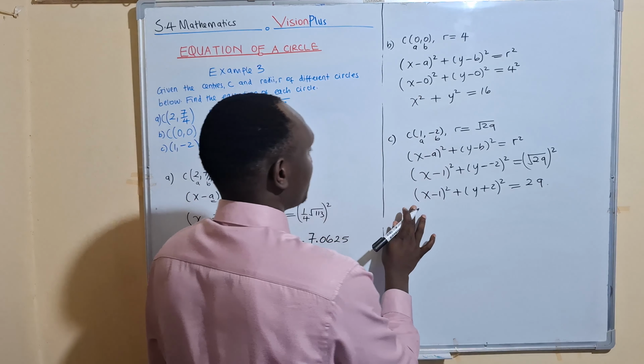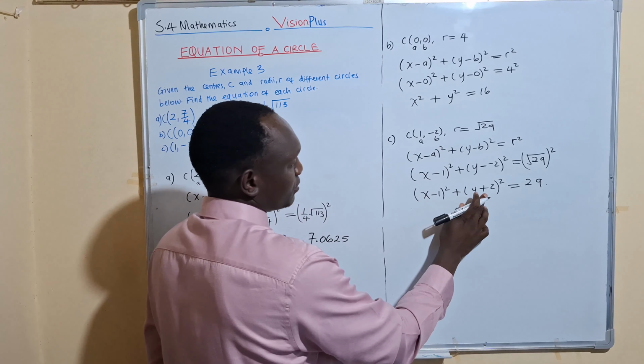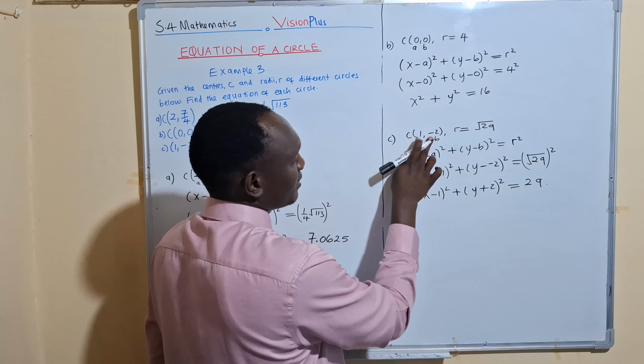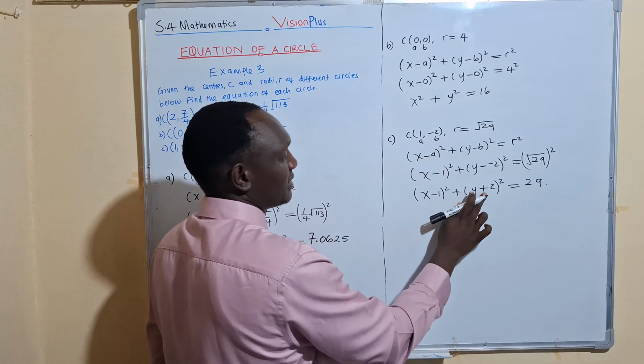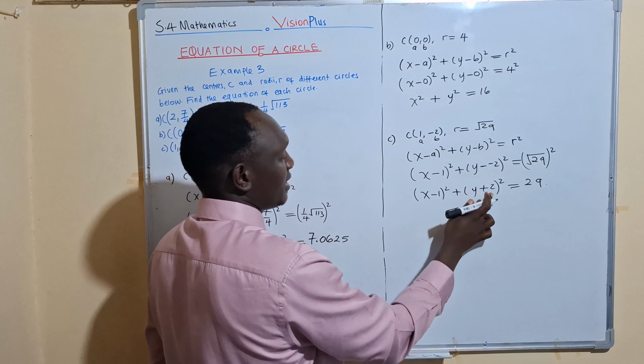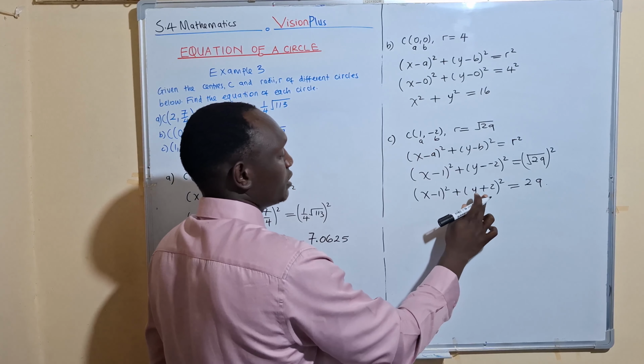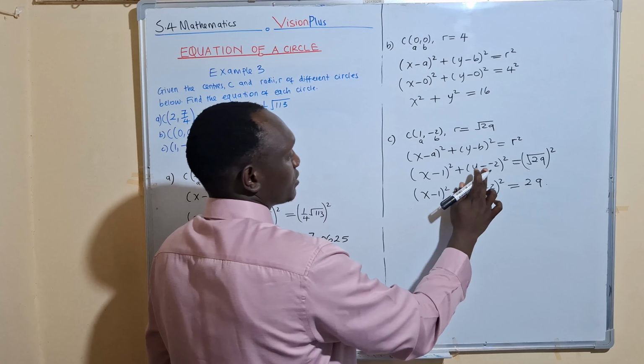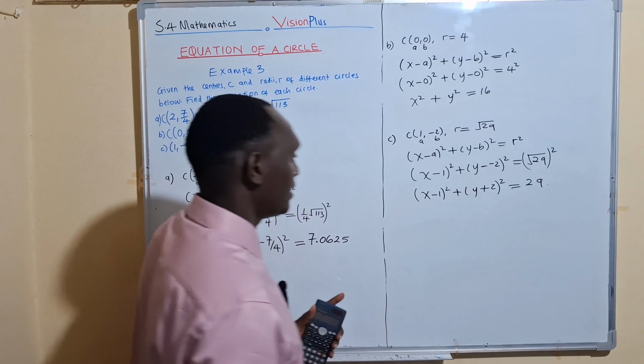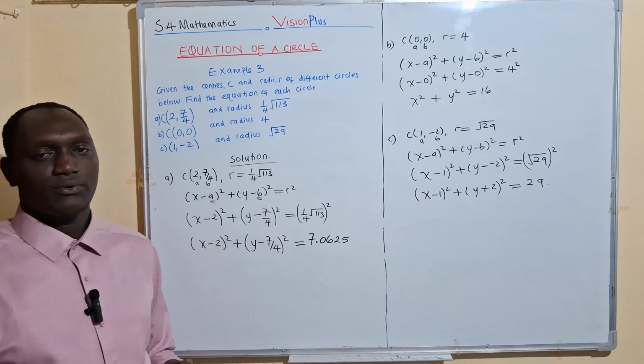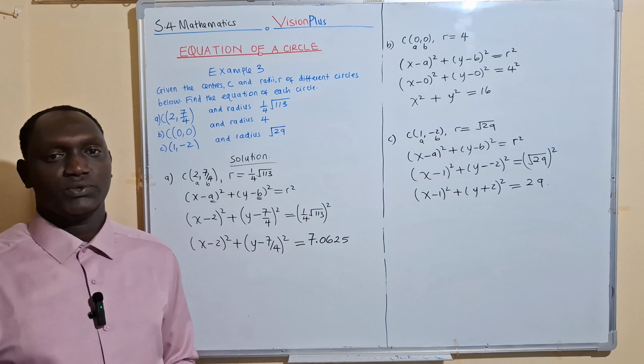So this is the answer for part C. You have seen here also that if the given coordinate is negative, then the resultant answer in that part of that coordinate should be positive. Why? Because the two signs interact and change into a positive sign. So this is the solution to example 3.